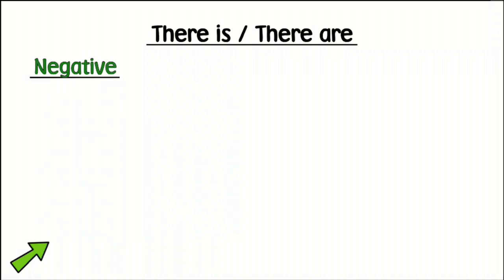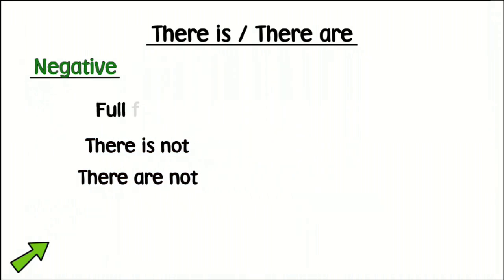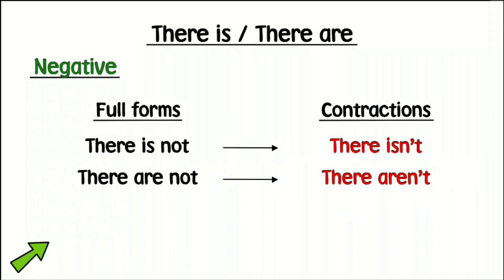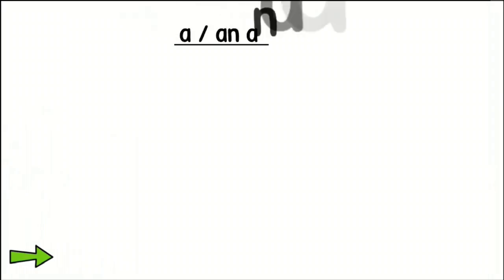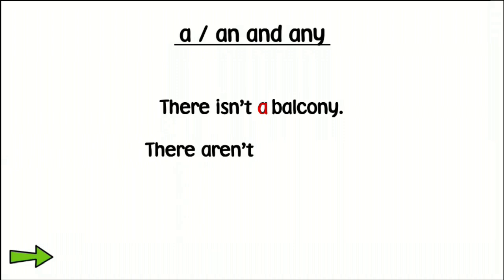The negative forms are there is not, there are not. There are two negative contractions. There isn't, there aren't. We use there isn't plus a or an with a singular countable noun. There isn't a balcony. We use there aren't plus any with a plural countable noun. There aren't any people.